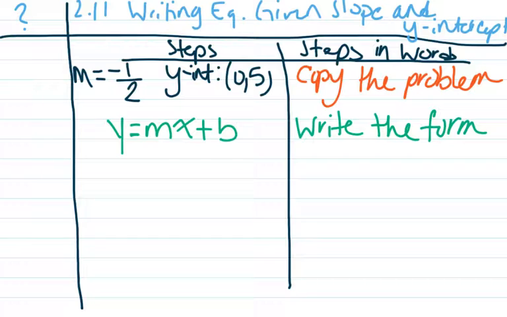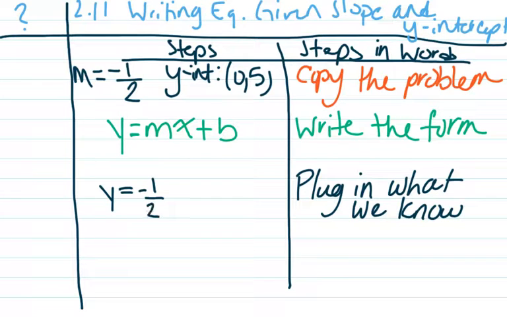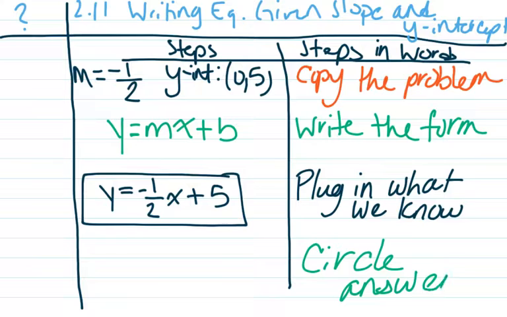We're given the slope, so then we're going to plug in what we know. And so we have our slope, which is -1/2, so we have y equals -1/2 x plus, and then our b, which is our 5, which is our y-intercept. Last thing we're going to do is circle our answer. I already did that, but remember that is an important step.